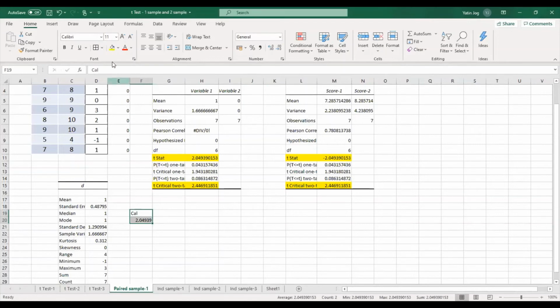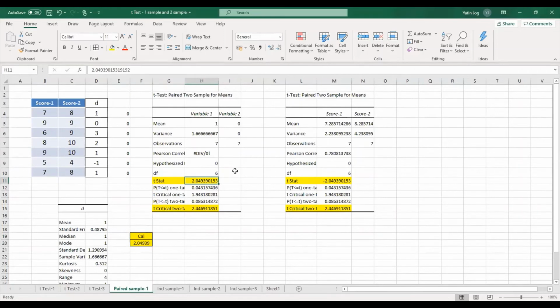So look at the calculated value, all over I'm getting the same calculated value. This is the calculated value using the formula, 2.04. This is the calculated value using one sample as a difference column. And this is the calculated value using both the samples, actually paired samples. So you can solve this problem by any of the methods. I have shown you 3 methods, and with any of them you will get the same t statistics 2.04. And that you have to compare with the critical value, which is 2.44.